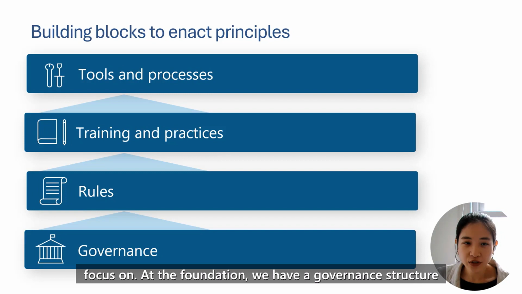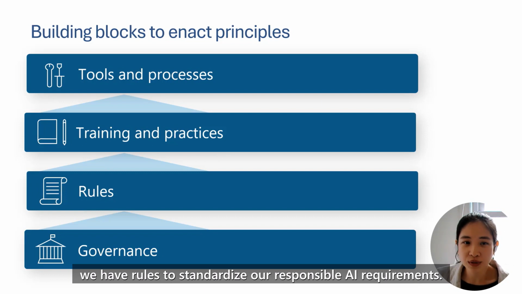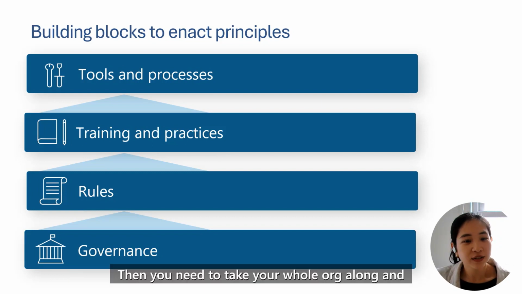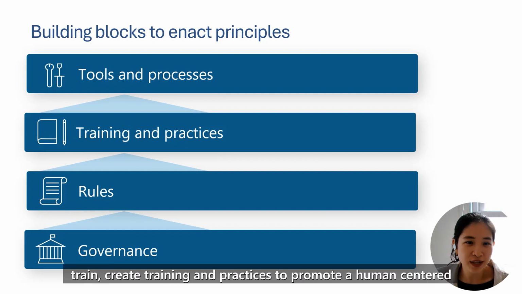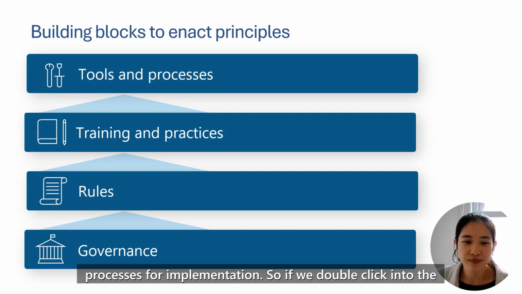At the foundation, we have a governance structure to enable progress and accountability. Then, on top of that, we have rules to standardize our responsible AI requirements. Then you need to take your whole org along and create training and practices to promote a human-centered mindset. And finally, you need to have the tools and processes for implementation.